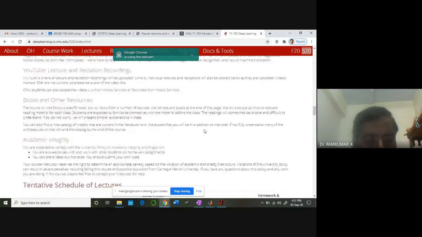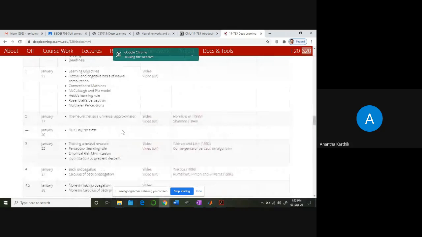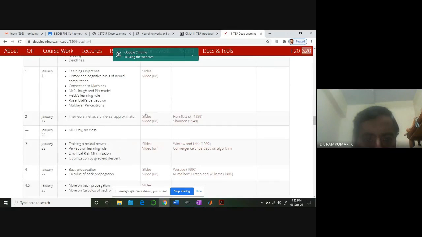If you go to this course, you can notice something here. Neural network is a universal approximator. It's a very powerful idea. Neural network is a universal approximator. You can fit any function using this.